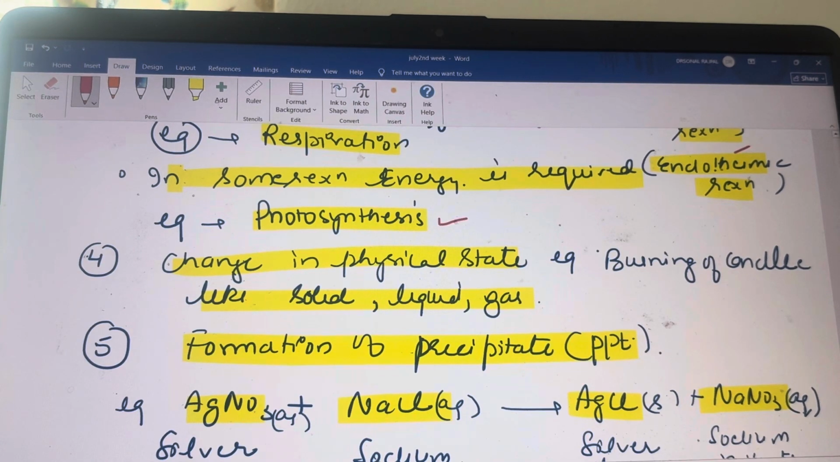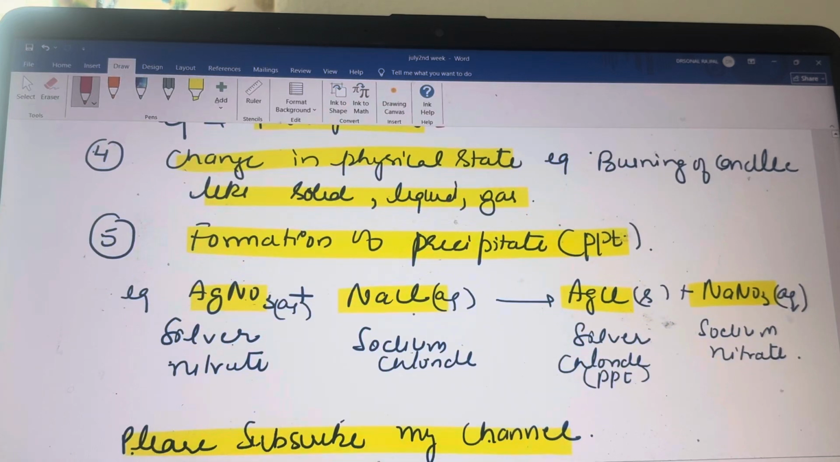And there is the formation of a precipitate. For example, AgNO3, silver nitrate, reacts with sodium chloride. It will produce AgCl, silver chloride precipitate, and sodium nitrate.